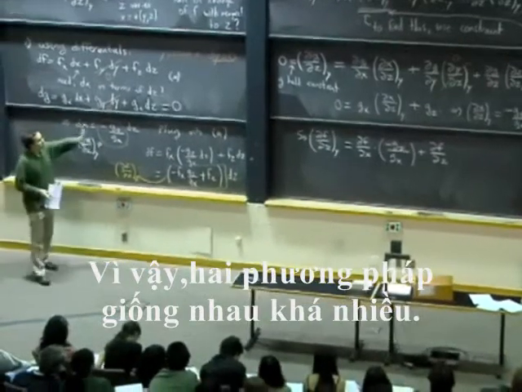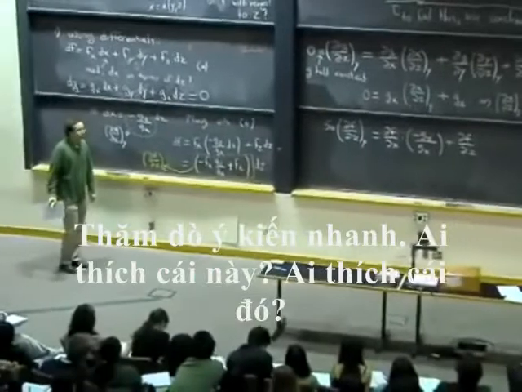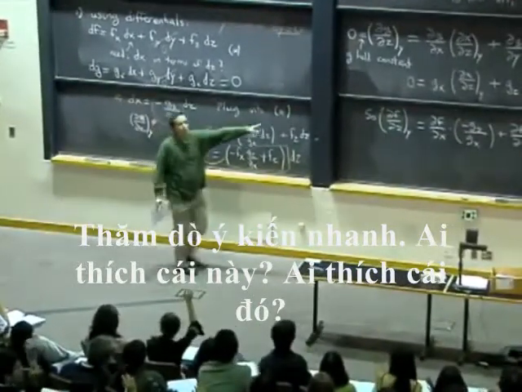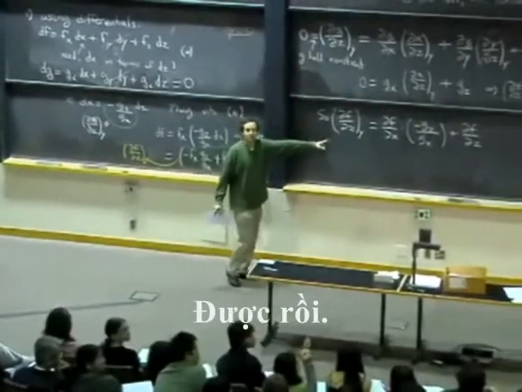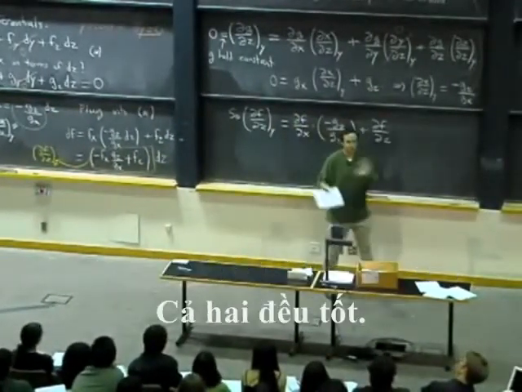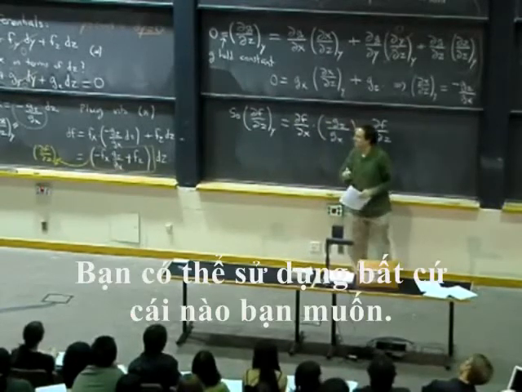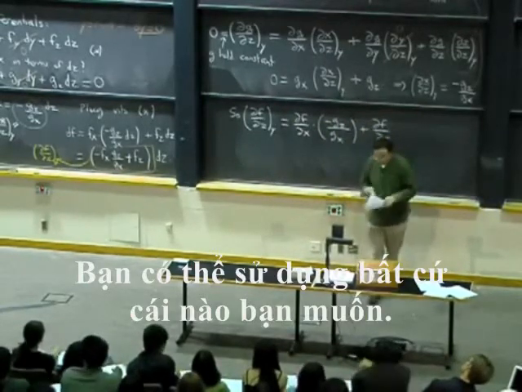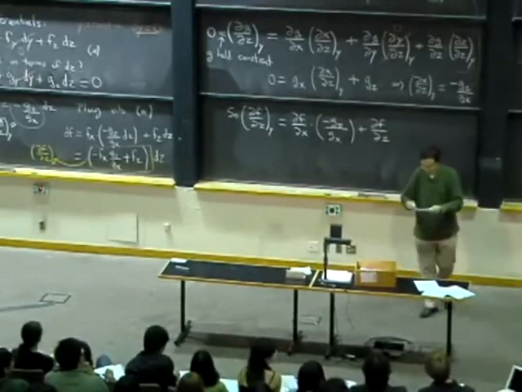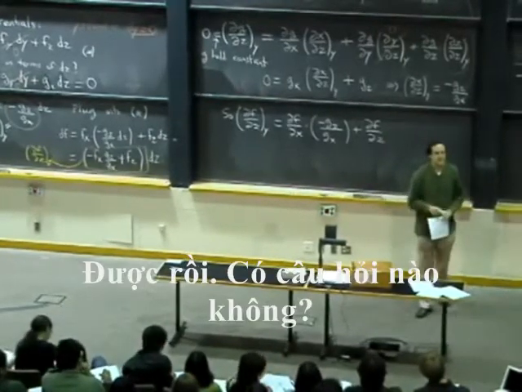Okay, so the two methods are pretty much the same. Quick poll, who prefers this one? Who prefers that one? Okay, majority vote seems to be for differentials, but that doesn't mean it's better. Both are fine. You can use whichever one you want. But you should give both a try. Okay, any questions?